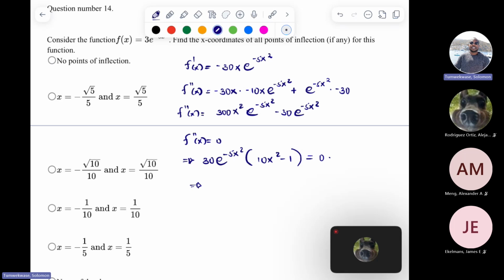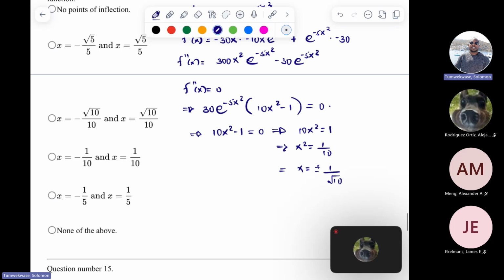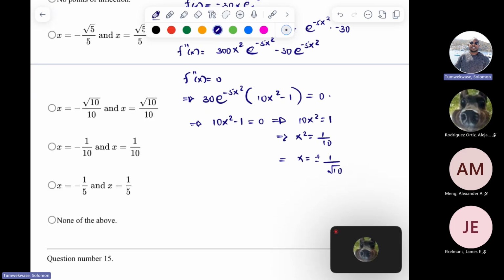If that is 0, then either 10x squared minus 1 is 0, which means that 10x squared is 1, and this means that x squared is 1 over 10, and this means that x, when I take the square root to both sides, is plus or minus 1 over square root of 10. When I rationalize, of course, I can multiply by square root of 10 both up and down, and therefore my x is equal to plus or minus square root of 10 over 10, right?